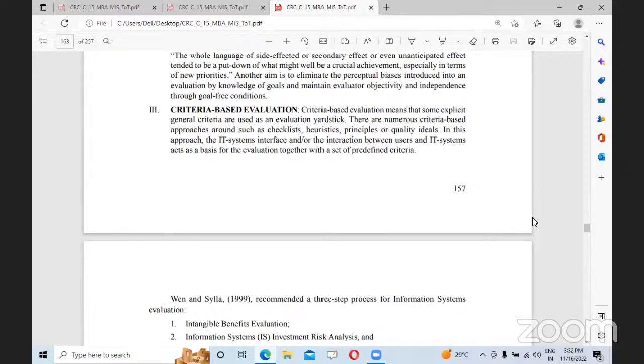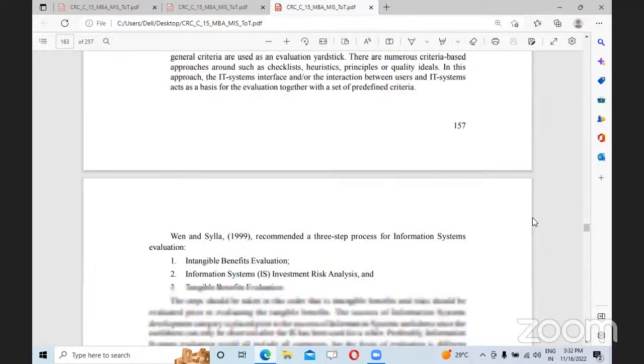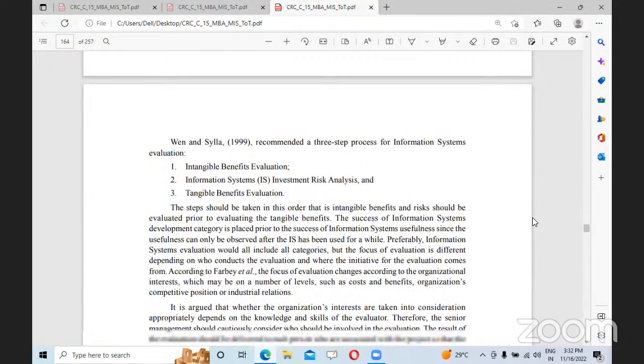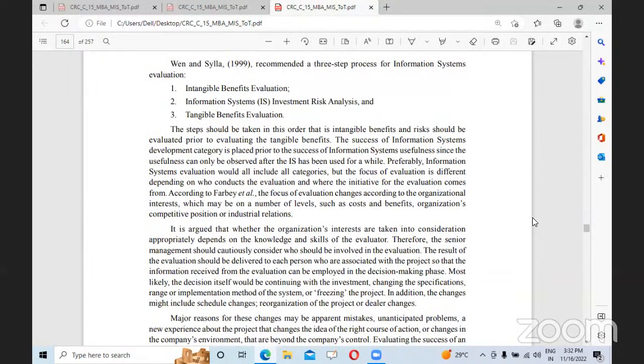Next point is a recommended three-step process for information system evaluation. That is intangible benefits evaluation, information system investment risk analysis, and tangible benefits evaluation. The steps should be taken in this order. That is, intangible benefits and the risks should be evaluated prior to evaluating the tangible benefits. The success of information system development is placed prior to the success of information system usefulness, since the usefulness can only be observed after the information system has been used for a while.